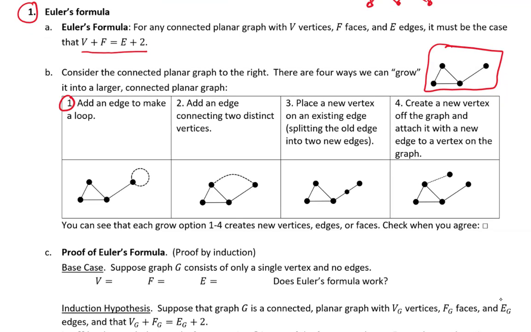1, we could add an edge to make a loop. Or 2, we could add an edge connecting 2 distinct vertices. Or 3, place a new vertex on an existing edge, thus splitting the old edge into 2 new edges. Or 4, create a new vertex off the graph and attach it with a new edge to a vertex on the graph. So you can see that each grow option 1 through 4 creates new vertices, edges, or faces. Check when you agree.